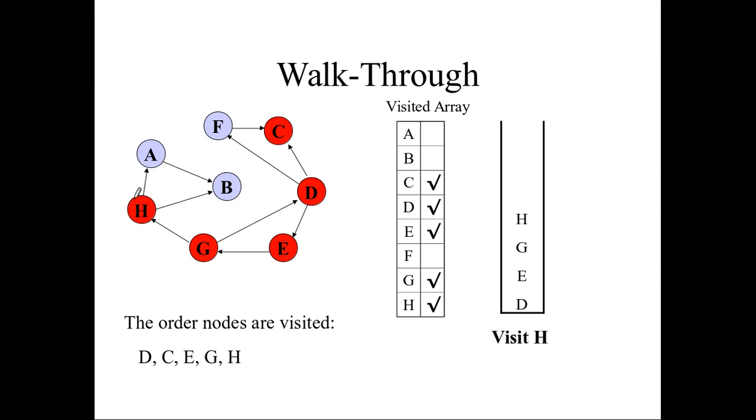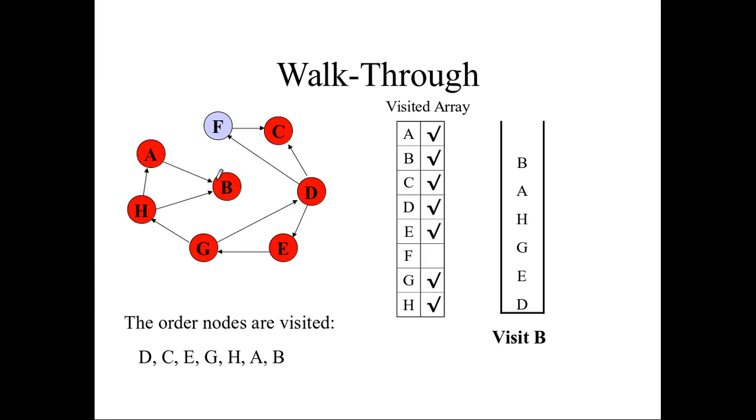At H there are two ways possible, either I can go to A or go to B. I'll be using alphabetical order, so I'll visit A and insert it into the stack. Then at A I have only one option to move forward, which is B. So I mark B as visited and insert B into the stack.